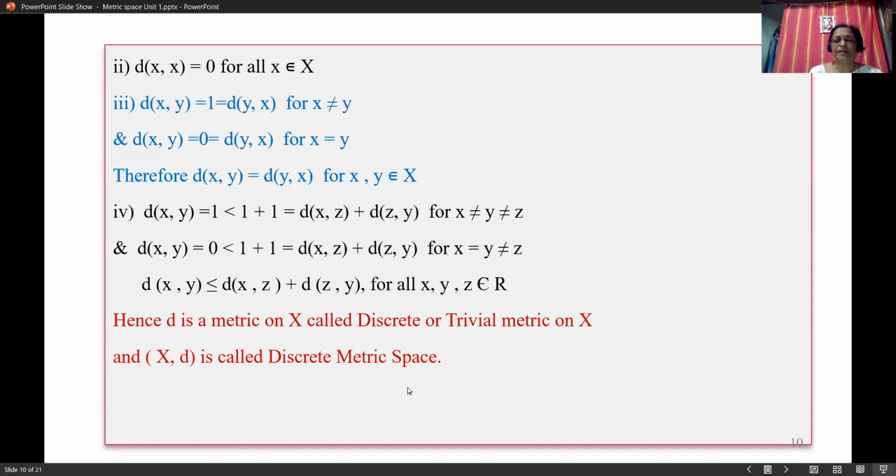So let us stop here. In the next lecture, I will consider the diameter of a set, distance between two sets, and distance between a set and a point. Thank you.